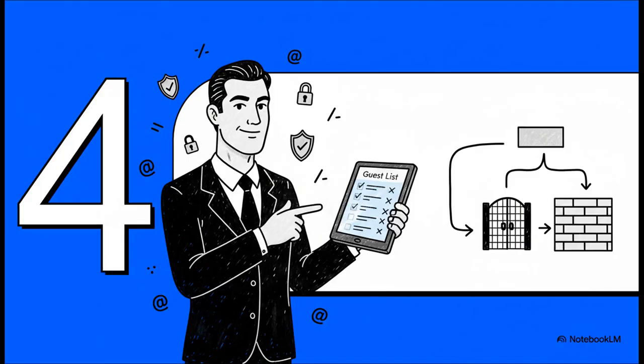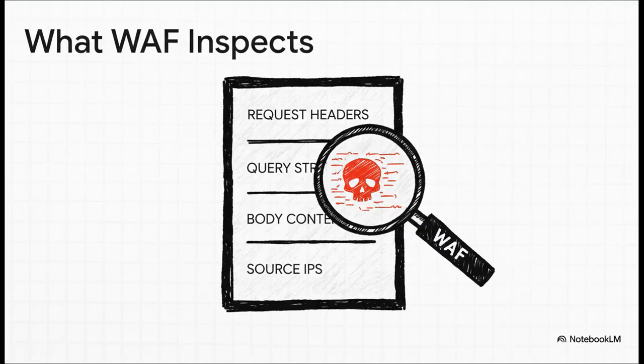All right, so our bouncer's in position. Now for the big question. How does he decide who gets in and who gets bounced? Simple. He checks the guest list. And in our case, that guest list is a set of very specific rules. And believe me, this is a thorough inspection. The WAF is looking at pretty much everything. It checks out the request headers, it looks at the query strings in the URL, it inspects the actual content in the body of the request, and of course, it's checking the source IP address. Where is this request even coming from? It's looking for any of those telltale signs of something malicious.